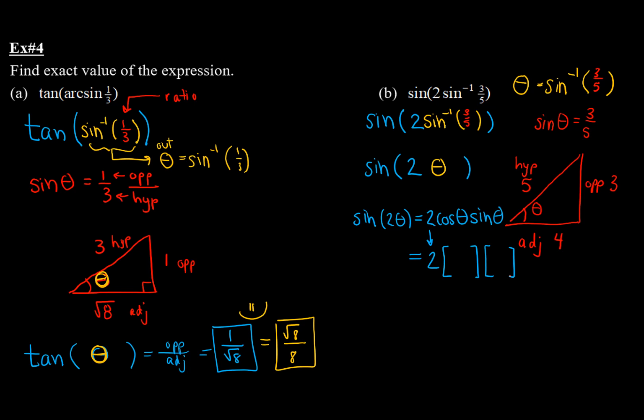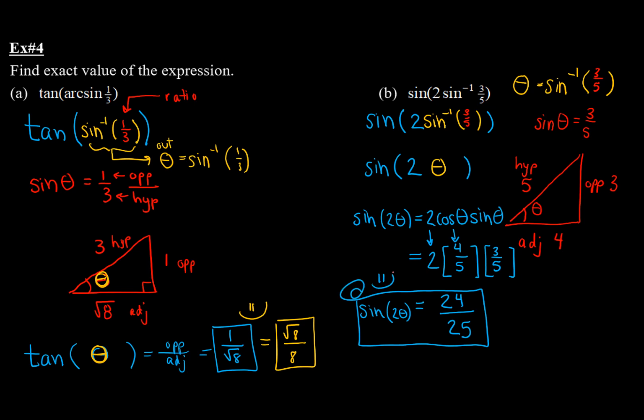And the cosine of theta is the adjacent over the hypotenuse, and the sine of this theta is the opposite over the hypotenuse. So I need to combine those together. 2 times 4 is 8, times 3 is 24, and then 5 times 5 is 25. Cool. Can't simplify that anymore. Good job, team.